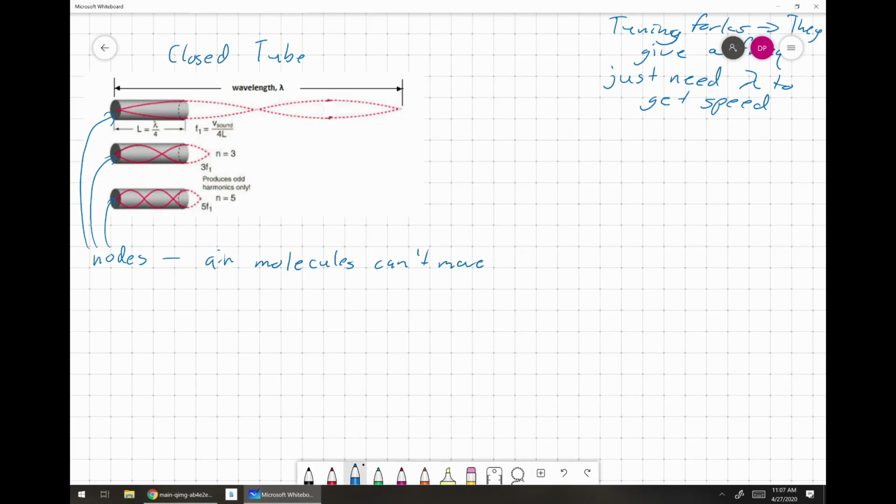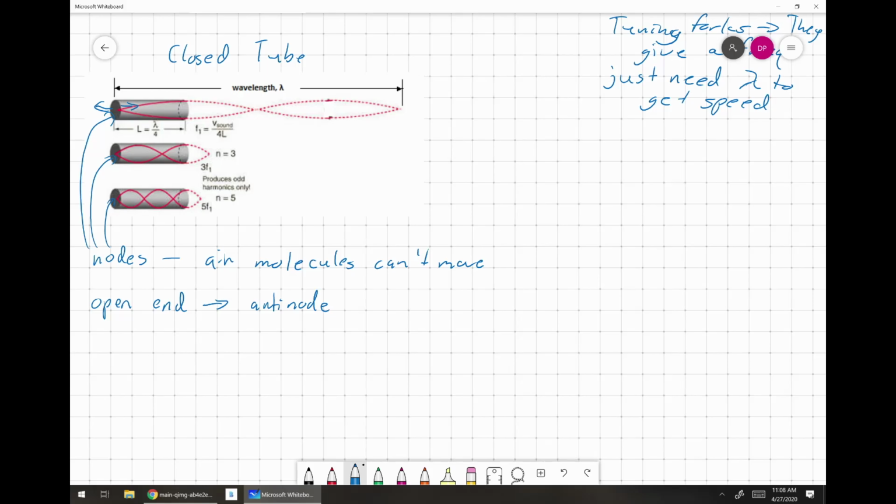So the sound waves, like I said, are longitudinal waves. So the actual particle motion is back and forth like this. And so at this closed end, you can't have that back and forth motion because the particle can't move through that closed end. So that gives us the condition that we have to have a node at the end of our tube. And then on the open end, we're going to have an antinode.